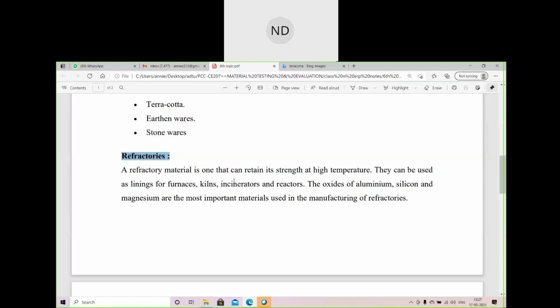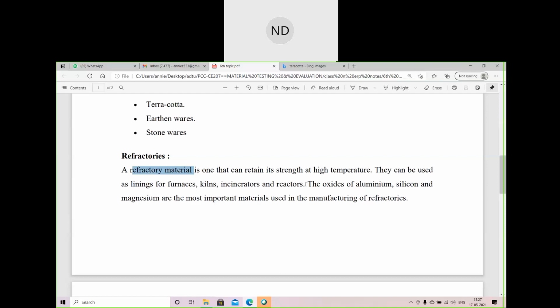These refractory materials cannot be decomposed by heat or pressure or any chemical attacks, but still they can retain their strength and form at high temperatures. Like you can see here, a refractory material is one that can retain its strength at high temperature. They can be used as linings for furnaces.